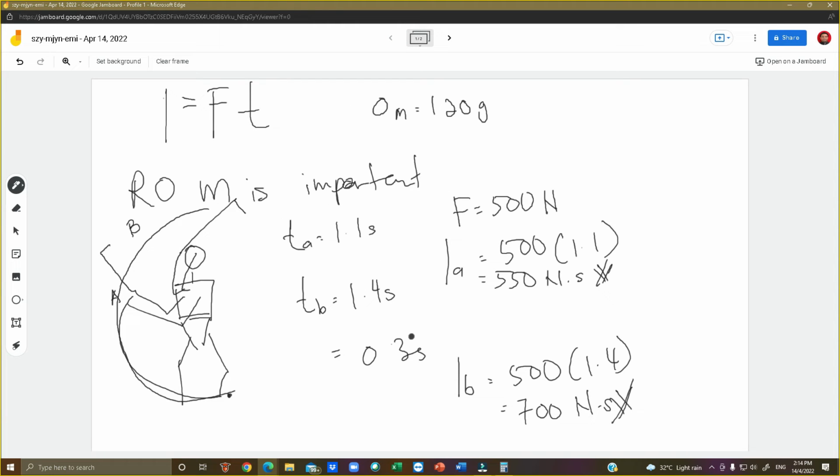Okay, look here. The difference is just only 0.3 second. A, shoulder height. B, full ROM. With the same amount of force, it yields a different amount of impulse. And this proves that by having a full ROM, it helps a lot, especially if you try to reach further, if you try to have a faster ball. Kat sini dia dah prove dah.